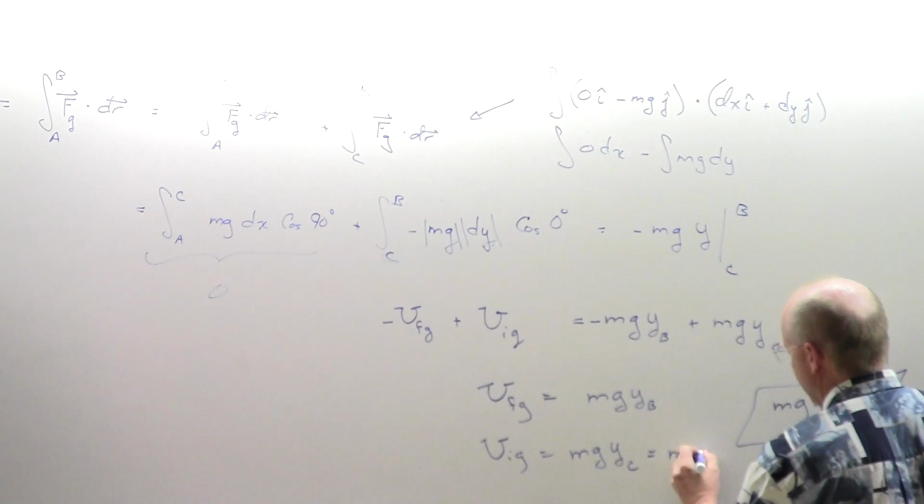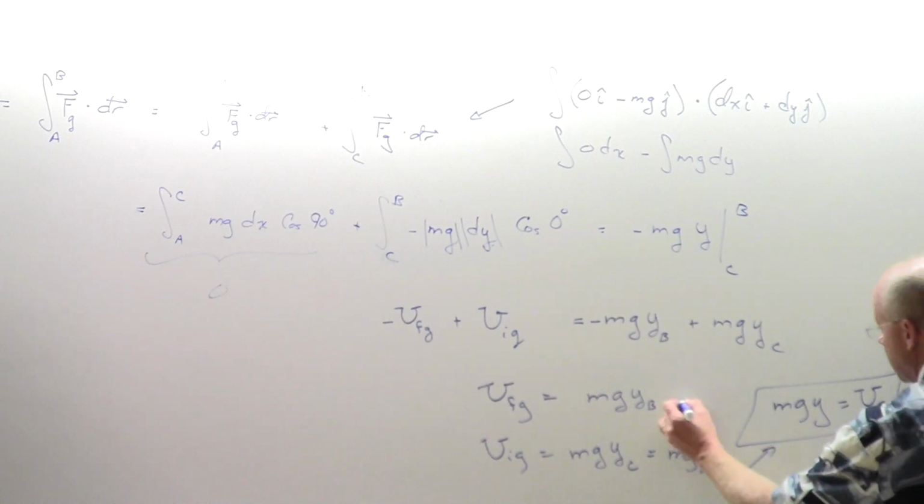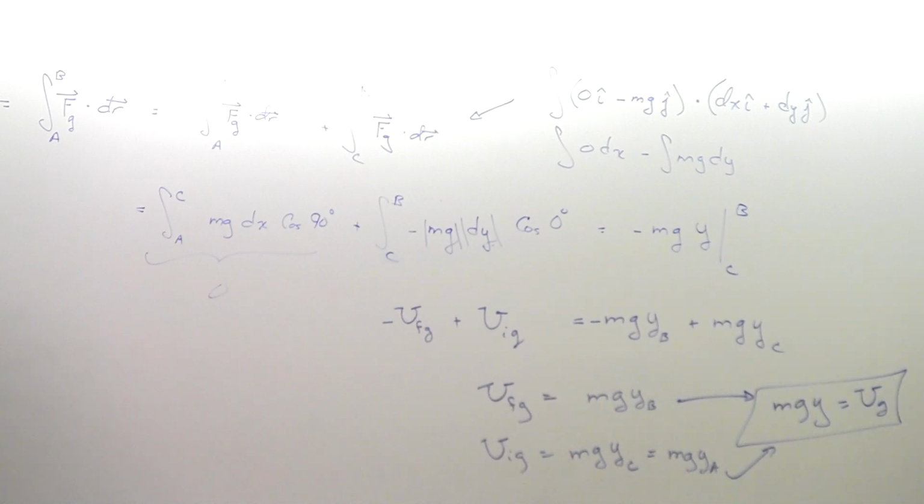And I would even go as far to say that the vertical height of C is the same as the vertical height at A. So again, you have that same formula. So you just need to put in the y for the final position and the initial position. So getting what I wanted you to see here, I now have this next statement of this would be mgy_a. And this would be an mgy_b.